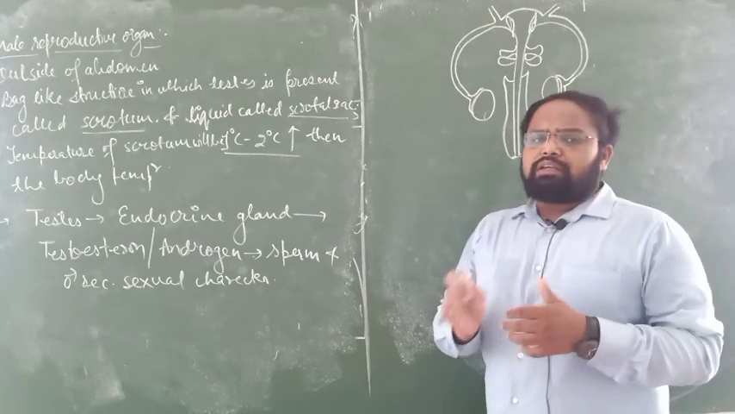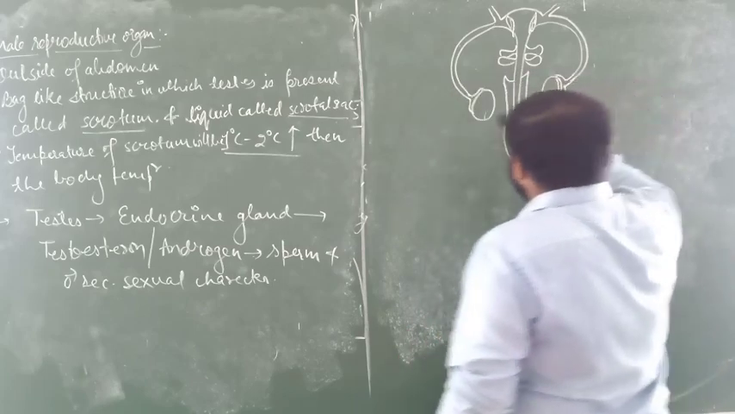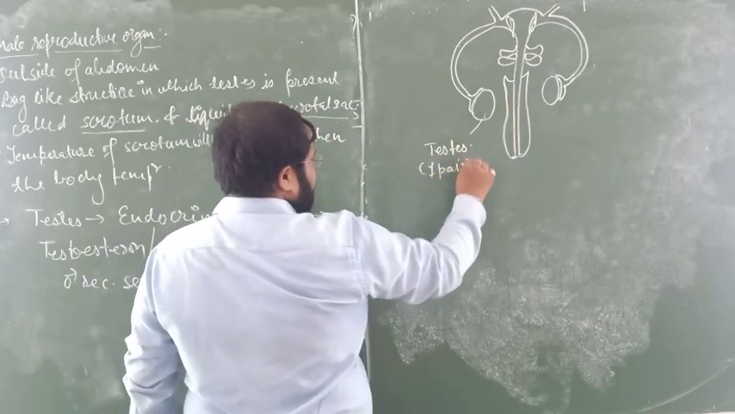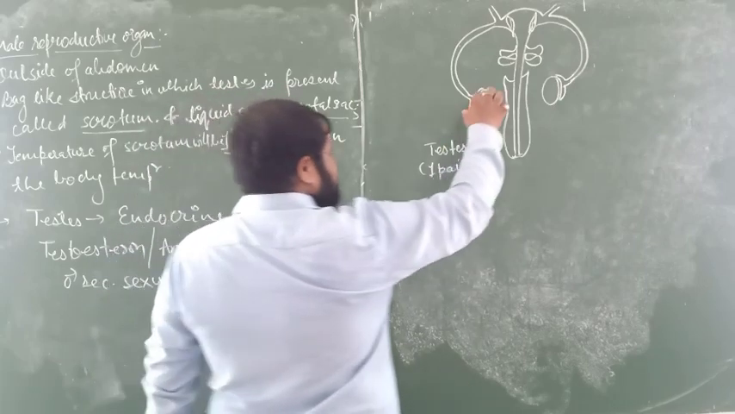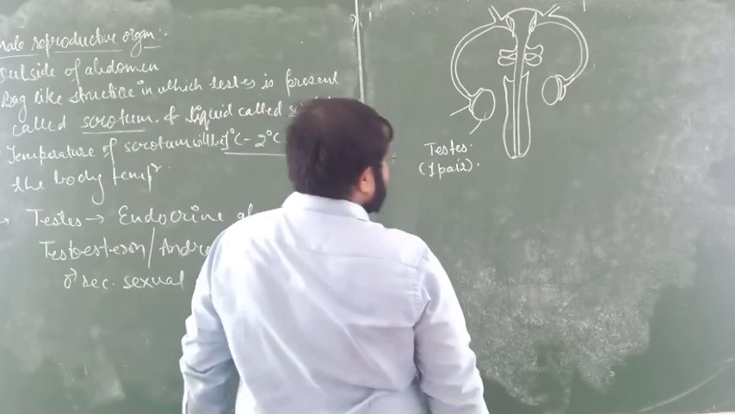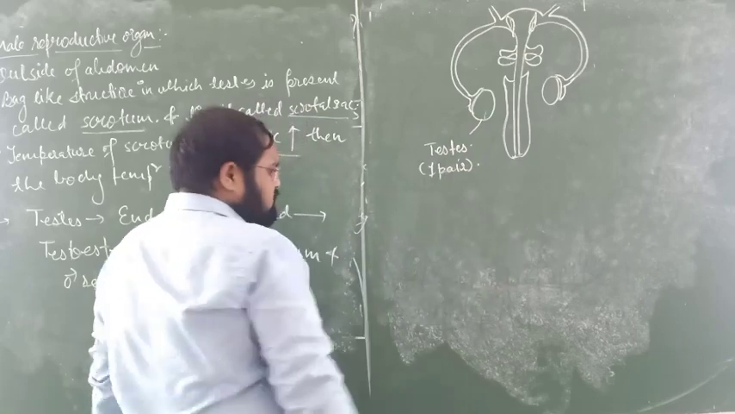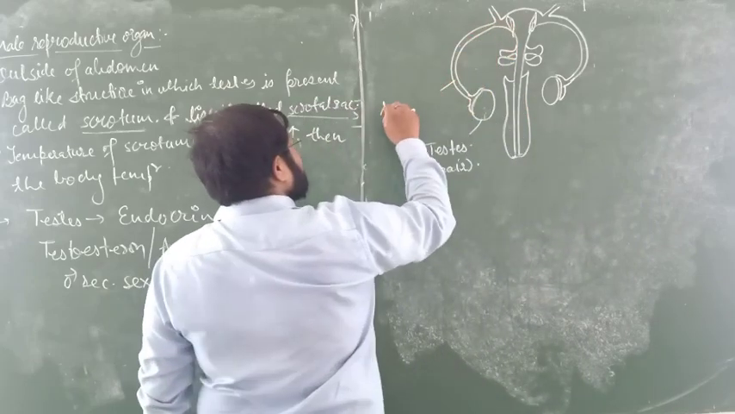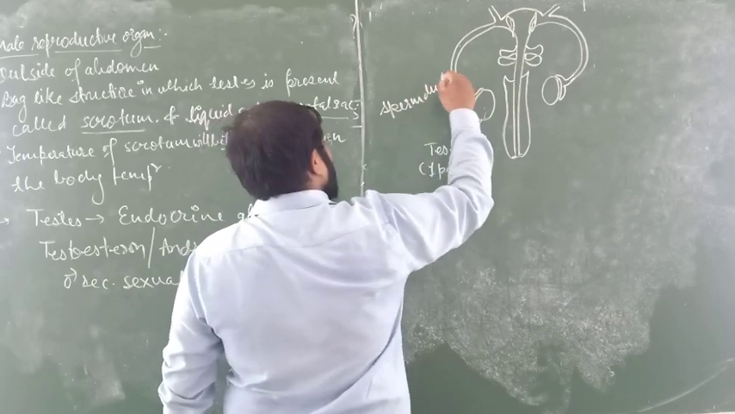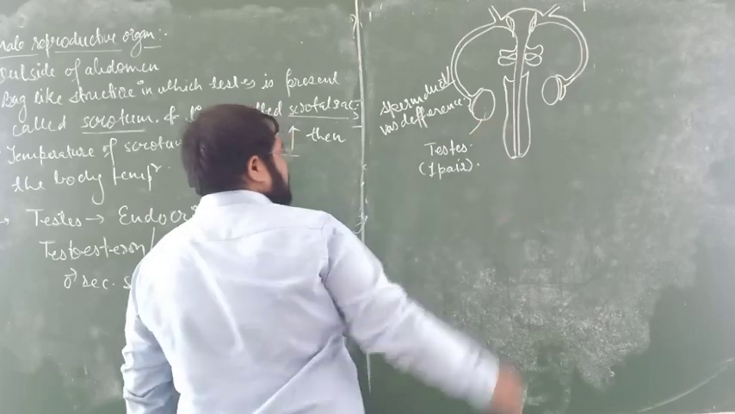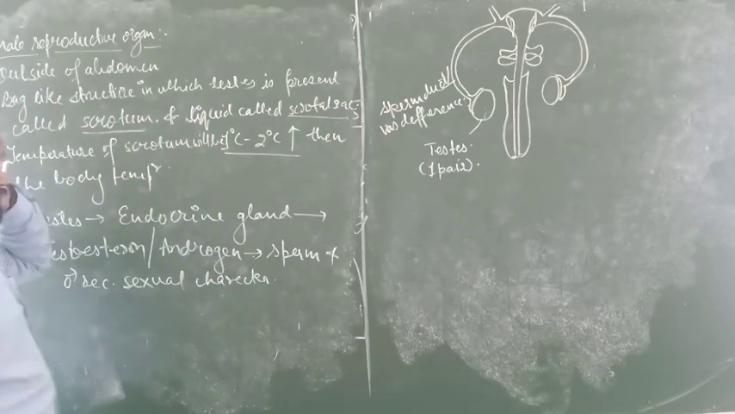So many things are here, but first listen very carefully. This is called the testis. One pair of testes is present. That testis is attached with a layer, which is not in your syllabus. That testis is attached to a tube called the vas deferens. First you draw like this, first you draw it fast.